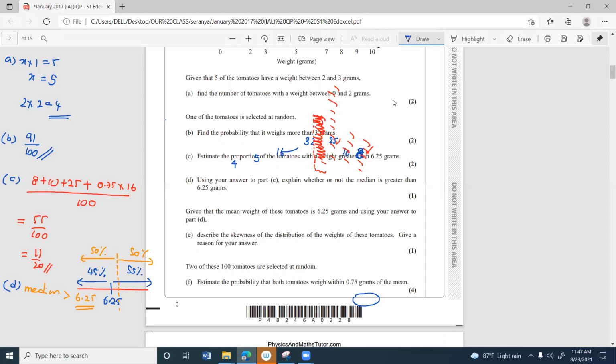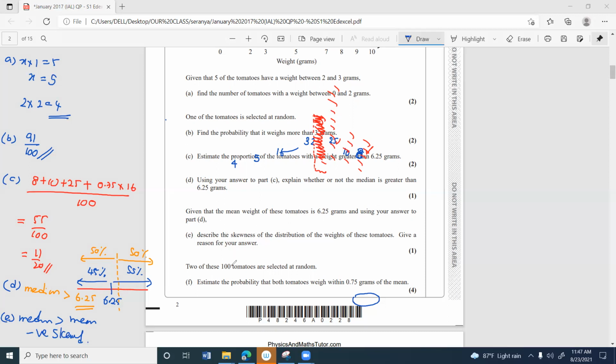According to this, they have given the mean is 6.25. Then you know that the median is obviously greater than the mean. The mean is 6.25, and from this information we already knew that the median should be greater than that. If the median is greater than the mean, you can say it's negatively skewed. Negative skewed is the answer for this. That's a factor to understand with this question.